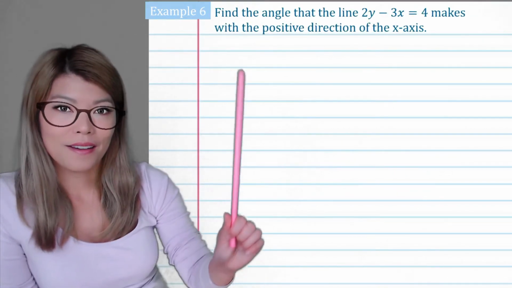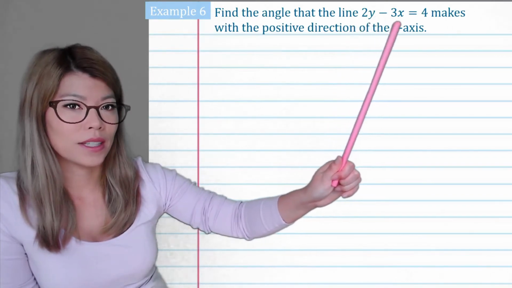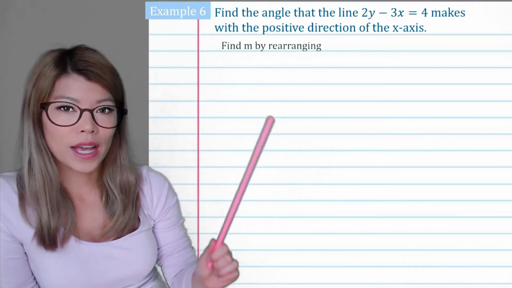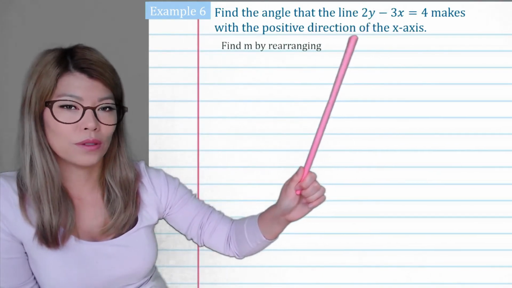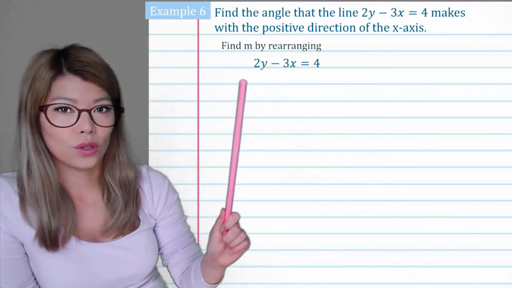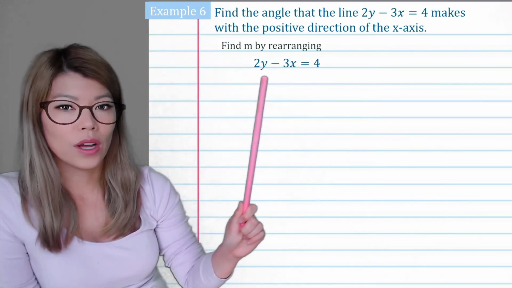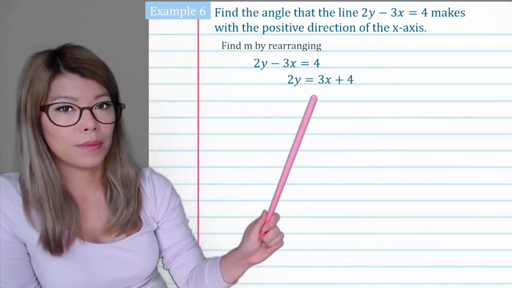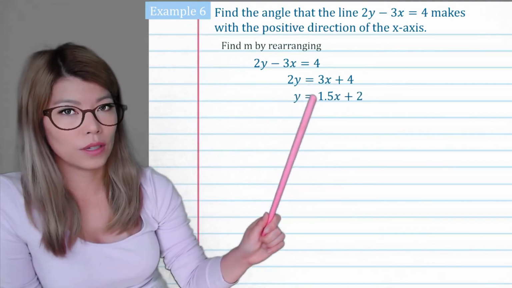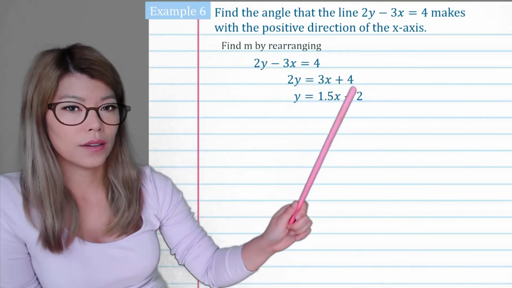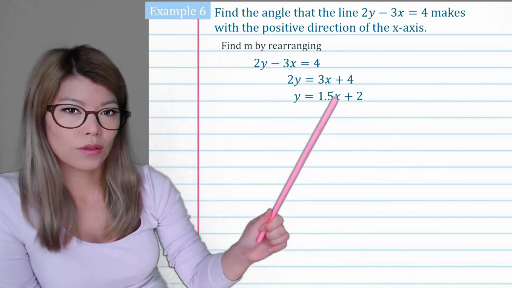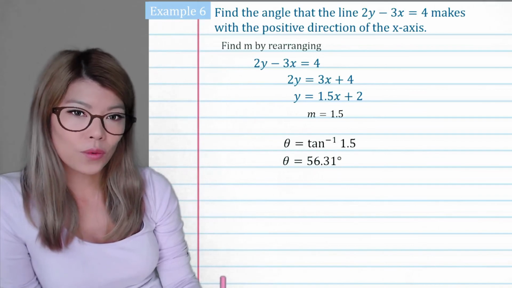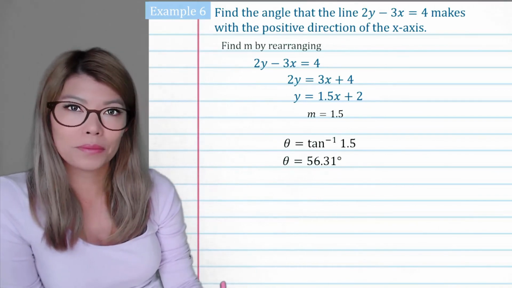Example 6. Find the angle that the line 2y minus 3x equals 4 makes with the positive direction of the x-axis. So here we have the equation. All we have to do is rearrange to find what m is. So 2y minus 3x equals 4. Let's move the 3x to the other side. It becomes positive. Then divide by 2 on both sides. We have y equals 3 divided by 2 is 1.5x, and then 4 divided by 2 is 2. So our gradient is 1.5. Now tan inverse that and we get our angle to be 56.31.